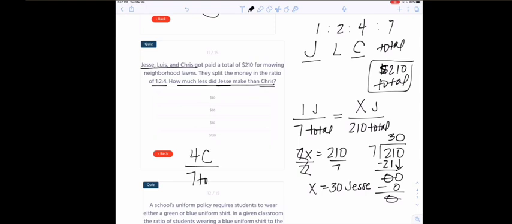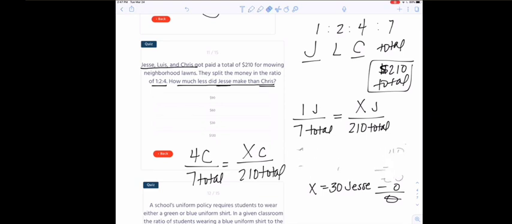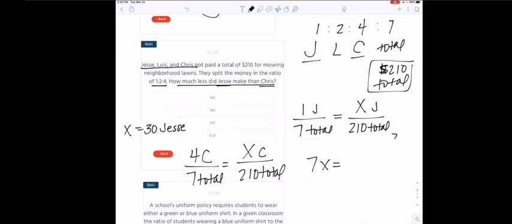How much did Chris make? Let's set it up. Chris is 4 out of the 7 total. We don't know how much he made, but we do know that the total is still 210. So I'm going to erase this and make some space, and I'm going to move this over here so that I don't forget. So now 7 times x is 7x, and 210 times 4 is 840. I'm going to divide by 7 on both sides so I can isolate the x.